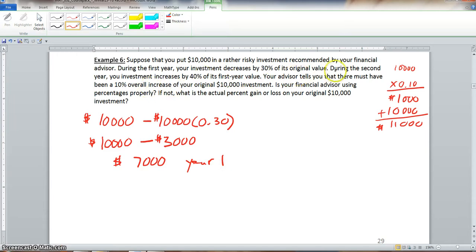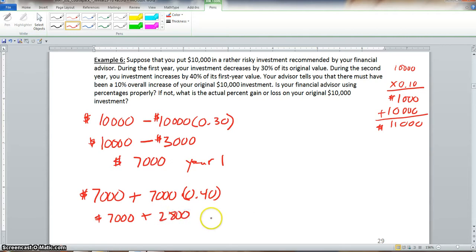Okay, now it says here, during the second year, your investment increases by 40% of its first year value. Now what we would have to do is this. We would have to take this 7,000 and we would have to add the 40% increase, which is 7,000 times the 0.40. Now, we would take this 7,000 plus 7,000 times 40% is $2,800.